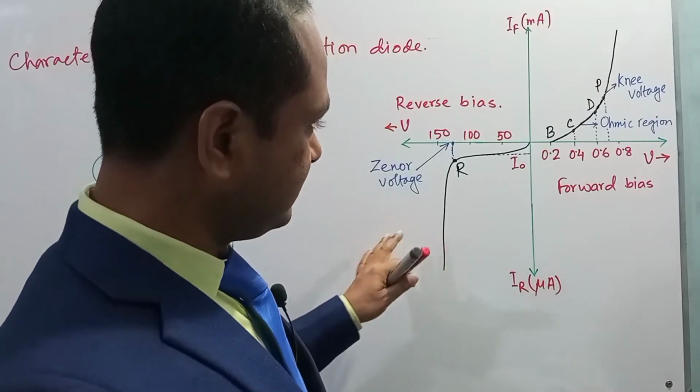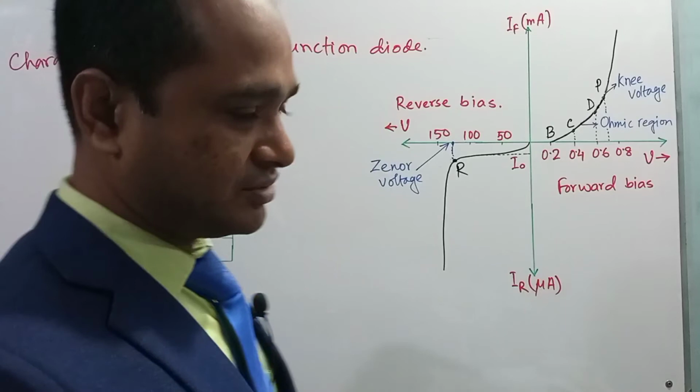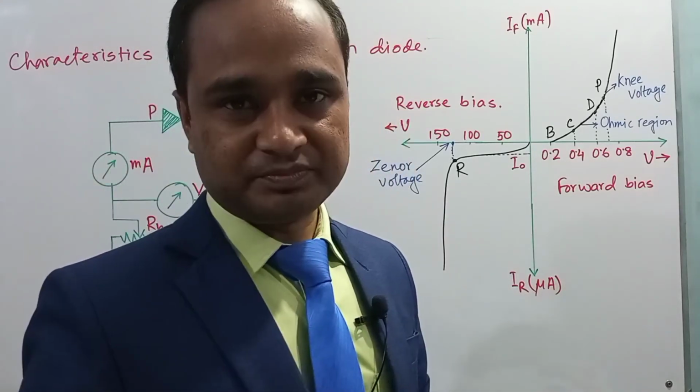So dear student, this is all about the characteristic curve for the PN junction diode. So you need to practice or study from your textbook at home, okay.